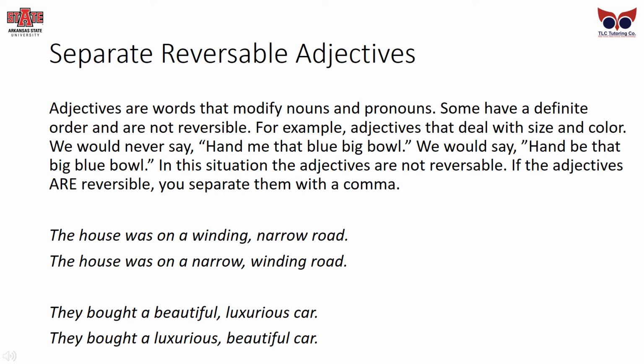Consider the first set of example sentences. The house was on a winding, narrow road, or the house was on a narrow, winding road. Notice that winding and narrow can be reversed without changing the meaning of the sentence. In the second set of example sentences, we read, they bought a beautiful, luxurious car, or they bought a luxurious, beautiful car. Notice that beautiful and luxurious can be reversed without changing the meaning of the sentence. If adjectives are reversible, it is necessary to place a comma between them.